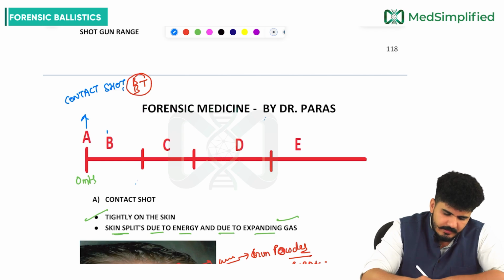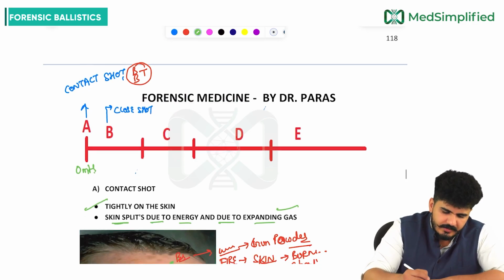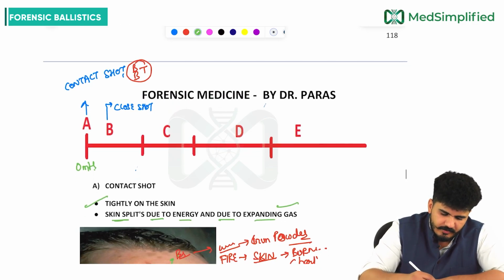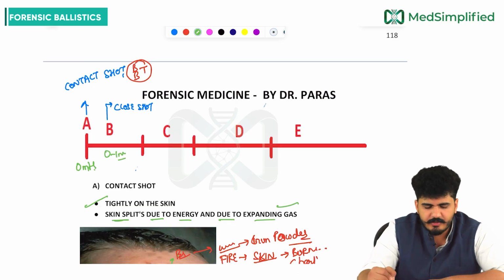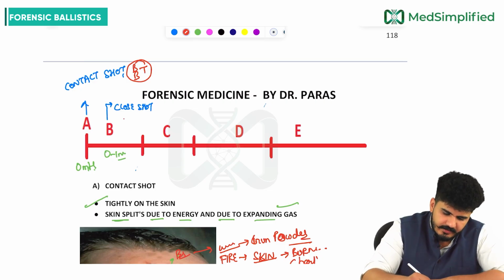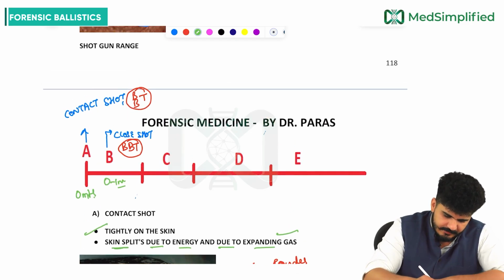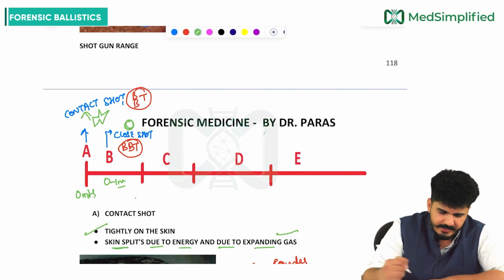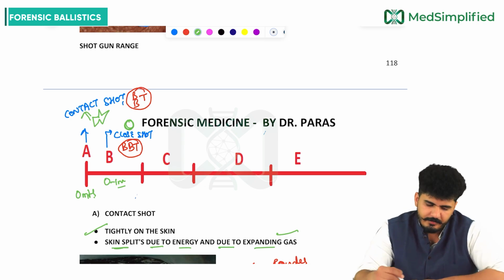Then coming to B, the close shot. Close shot is taken from 0 to 1 meter distance. Again burning, blackening, tattooing will be seen. But a stellate margin, like a star-shaped wound, is only possible with contact. In the close shot, there will be a regular hole like this.